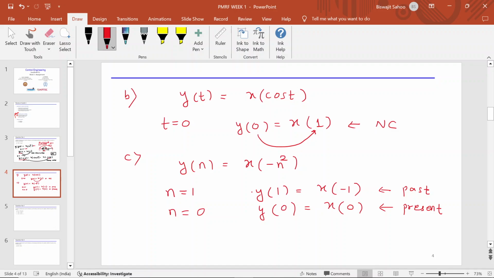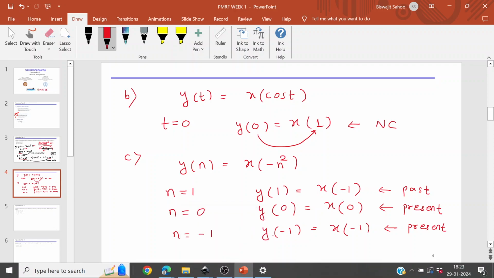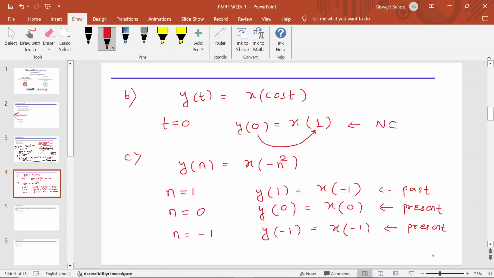Now for your clarification, if you put n equal to minus 1, a negative value, then let me put y of minus 1. What is this value? x of minus 1. Again it depends on the present value. Sir, may I take decimal values like 0.25? This is a discrete system. You have to take discrete values, not decimal values.